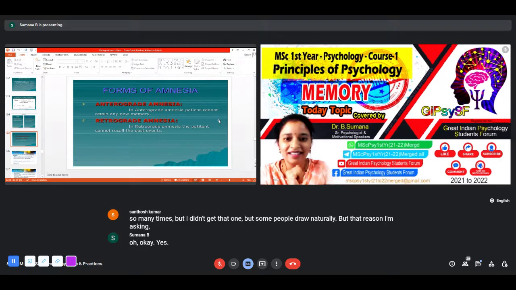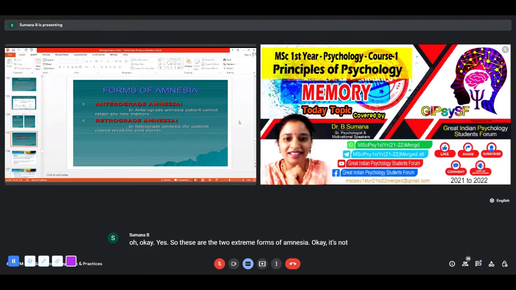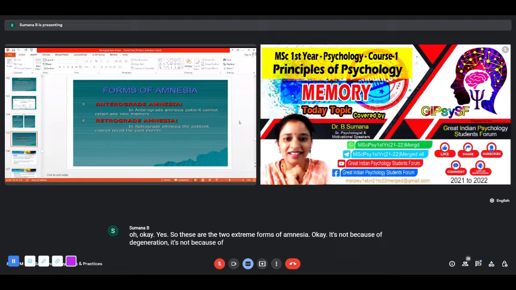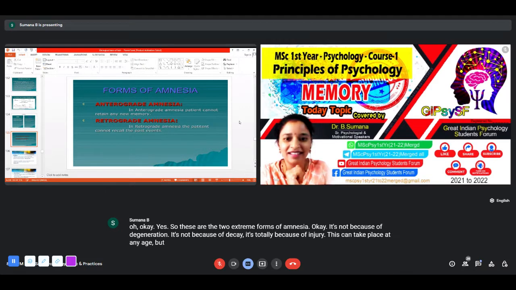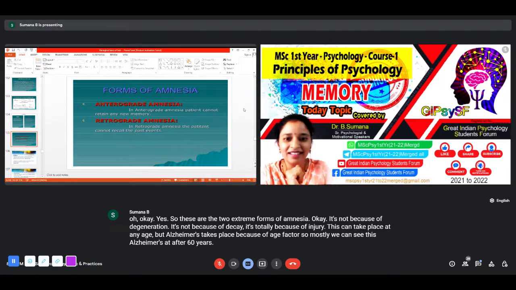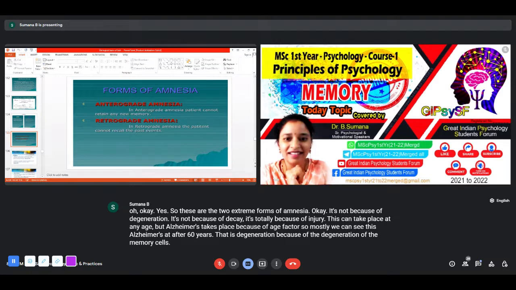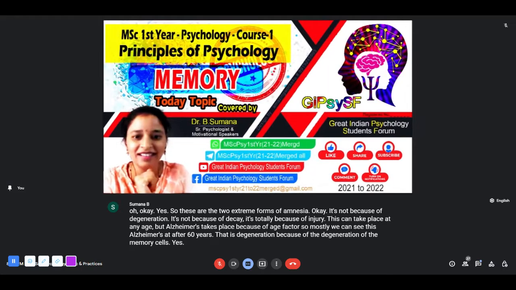So these are the two extreme forms of amnesia. It's not because of degeneration, it's not because of decay, it's totally because of injury. This can take place at any age, but Alzheimer's takes place because of age factor. Mostly we see Alzheimer's after 60 years. That is degeneration, because of the degeneration of the memory cells.